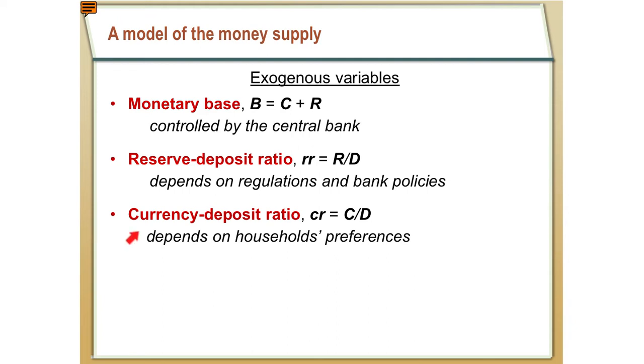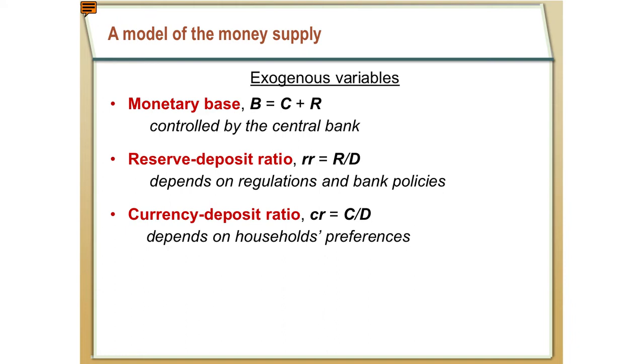The final definition here is the currency to deposit ratio. We know what currency is and we know what deposits are. The currency deposit ratio, CR, little cr, is simply the total amount of currency divided by the total deposits. This is a household behavioral item. Think about what makes you want to hold more cash. If you're worried about the bank losing your money, then you're going to want to hold lots of cash. If you feel very comfortable with the banking system, then you're willing to put your cash in the bank.